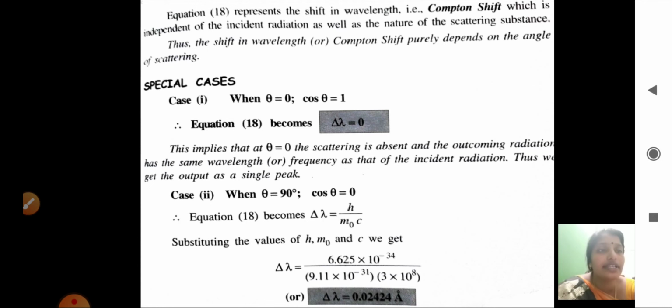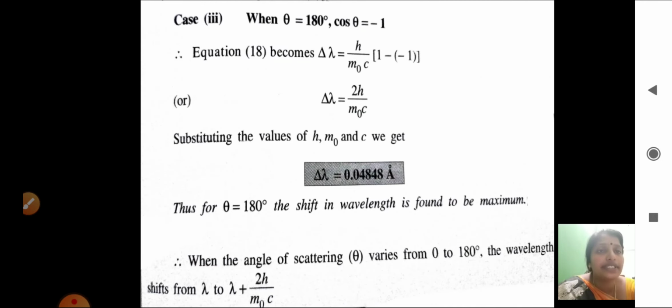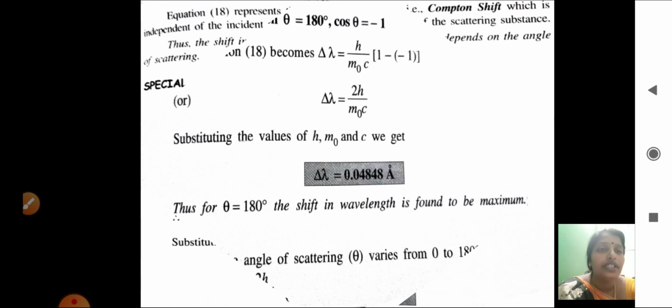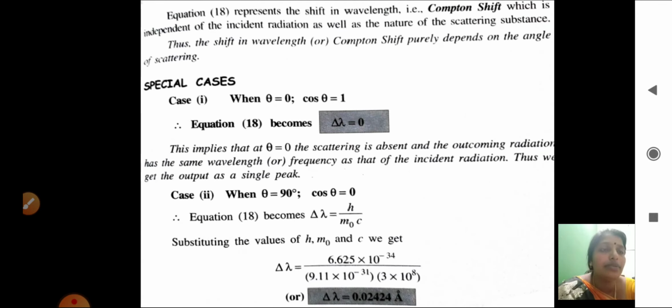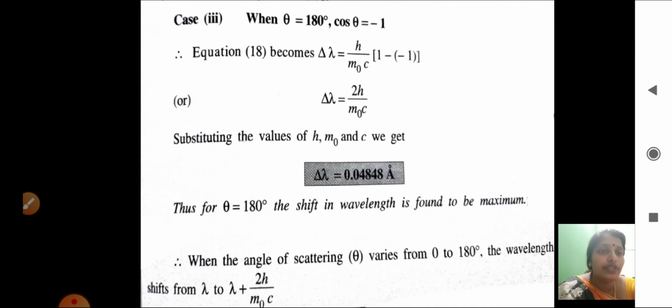And then the third case is theta equal to 180 degree, cos pi equal to minus 1. Delta lambda equal to h by m naught c into 1 minus of minus 1, that is 1 plus 1, 2 h by m naught c, two times the value of h by m naught c. Already h by m naught c is 0.0242, multiplied by 2 gives 0.0484 Armstrong. At 180 degree this is the shifted wavelength, the modified line analyzed. As the angle theta varies from 0 to 180 degree, the shift value analyzed is between lambda and lambda plus 2h by m naught c.